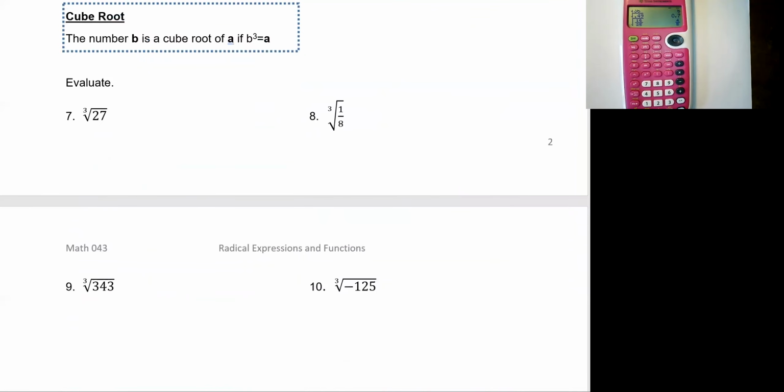Cubed root. The number b is a cubed root of a if b cubed is equal to a. So we are looking for the cubed root of 27. We're asking ourselves, what number times itself 3 times will give you 27? And the answer is 3. If we want the cubed root of 1/8, what number times itself 3 times will give you 1/8? And that will be 1/2.